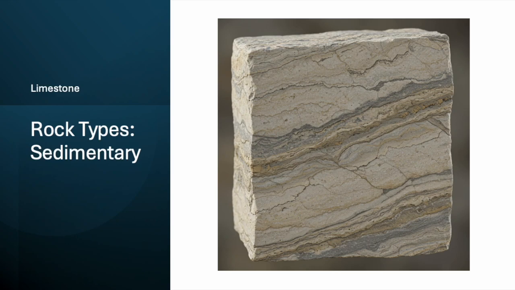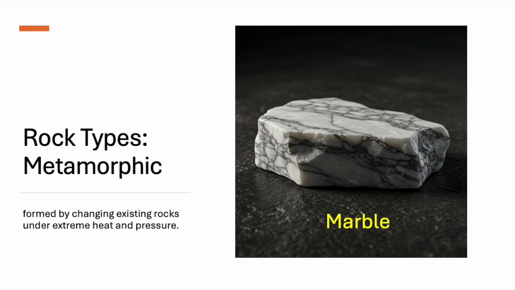Metamorphic rocks are formed from the transformation of existing rocks under extreme heat and pressure. These conditions can change the mineral composition and texture of the rocks, creating new metamorphic rocks. Marble is an example of metamorphic rock.